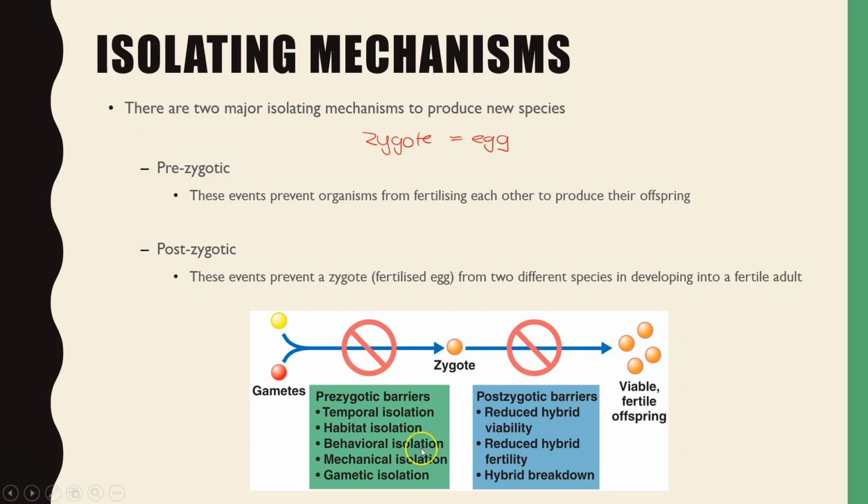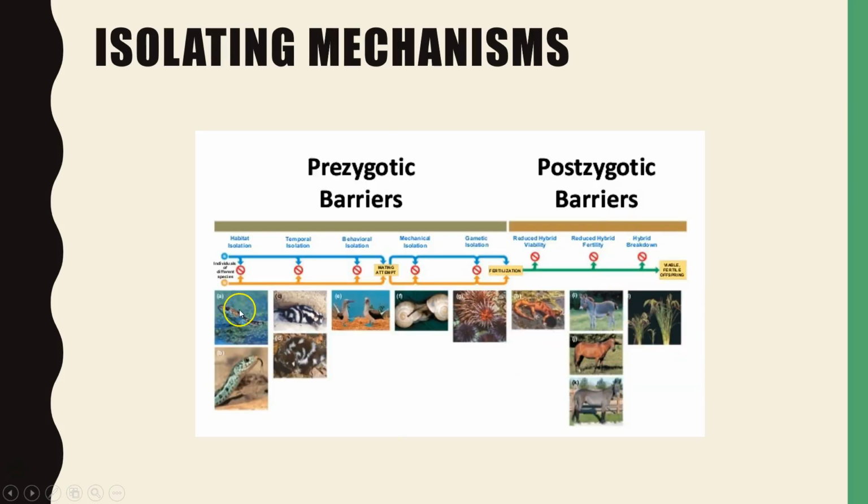If all of these are avoided, we will have viable, fertile offspring produced. However, if these barriers take place, we'll not have the production of a viable, fertile offspring. So these are some examples of prezygotic and postzygotic barriers I'm going to go into now.